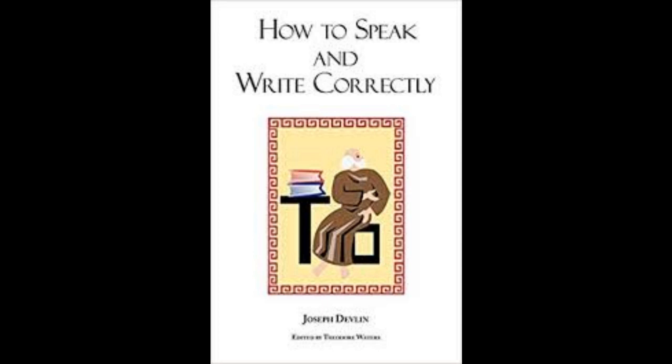Indicative mood. Present tense. First person singular, I am loved. First person plural, we are loved. Second person singular, you are loved. Second person plural, you are loved. Third person singular, he is loved. Third person plural, they are loved.